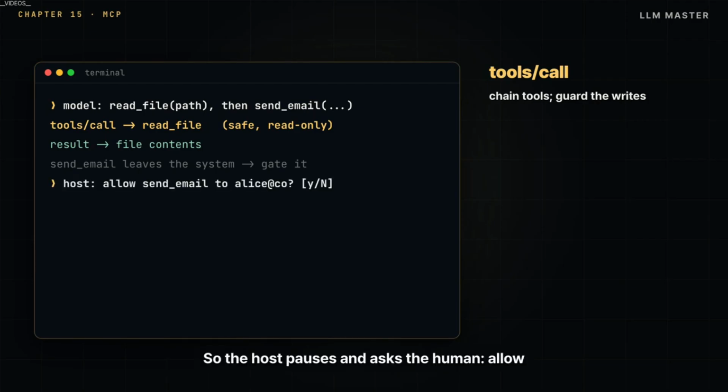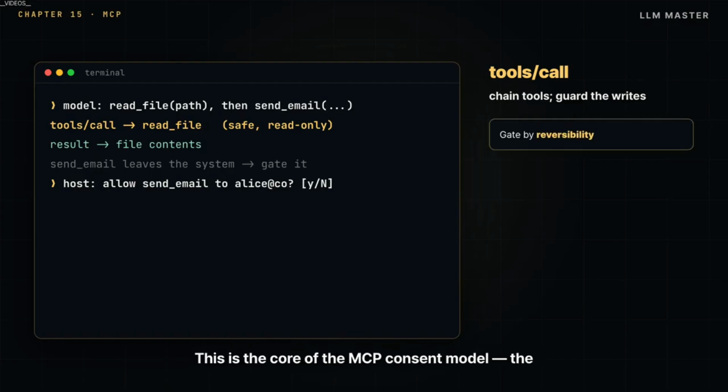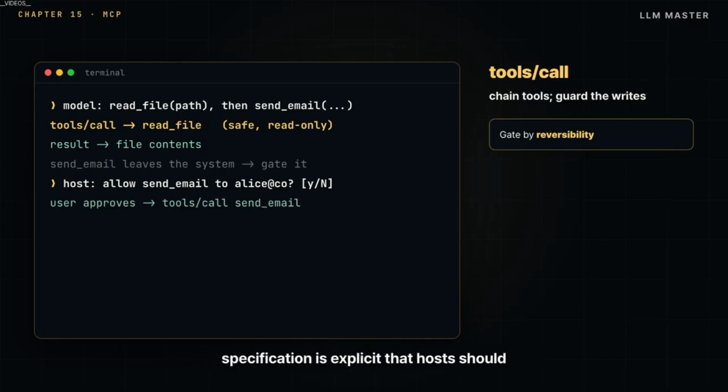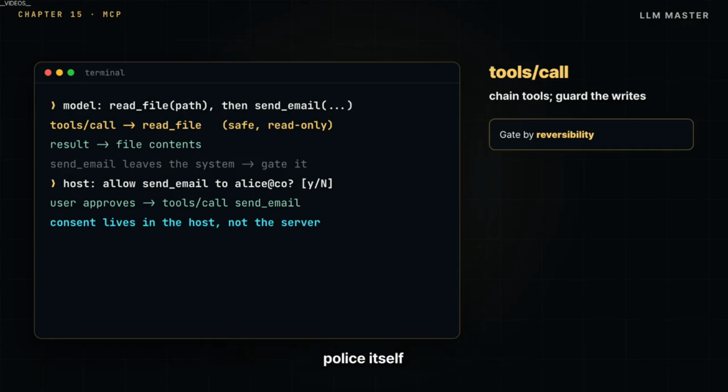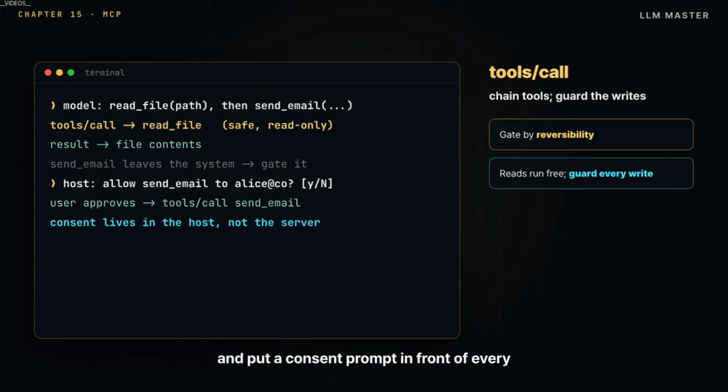So the host pauses and asks the human, "Allow this send?" This is the core of the MCP consent model. The specification is explicit that hosts should keep a human in the loop for tool invocation. And critically, consent lives in the host, not the server. A server can't be trusted to police itself. The engineering rule is simple. Gate by reversibility. Let reads run freely, and put a consent prompt in front of every write.